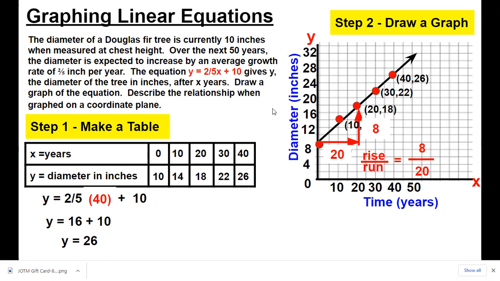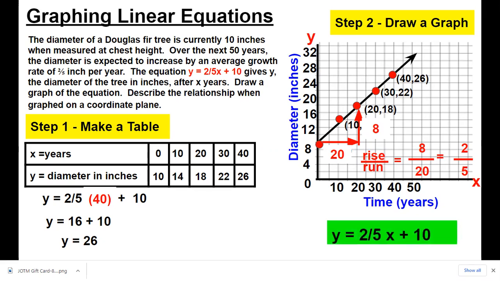If you go up, it's positive. If you go down, it's negative. If you go right, it's positive. If you go left, it's negative. So 8/20, reduce that down. That gives me 2/5, and that is my slope, which we already knew, right? Because it told us it grows 2/5 a year. So y equals 2/5 x plus 10, which is what we have.